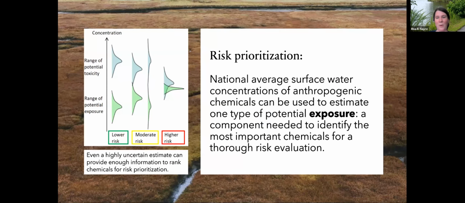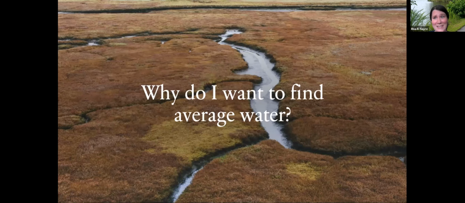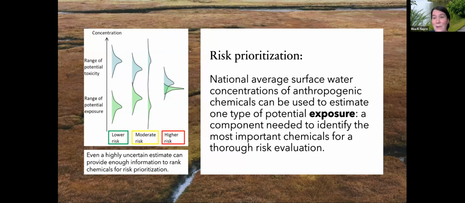So why do I want to find average water? What does that even mean? I want to find average water for risk prioritization. There are tens of thousands of chemicals in commerce and therefore in the environment, and it isn't feasible for the EPA to regulate all of them. So we need a scientific way to decide which chemicals are going to have a thorough risk evaluation.